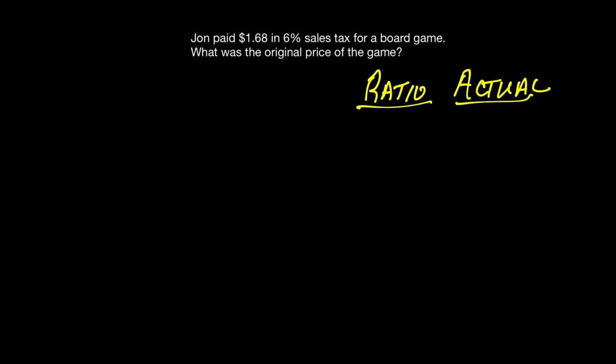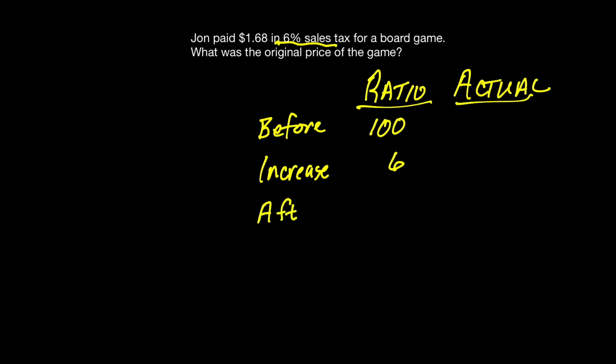The generic term would be before. The original price is always 100%, right? We frequently don't write the percent. You can write 100, and in fact many times people write 1.00. But for students, it's easier in the beginning to just write the percent. So before, and then there's either an increase or a decrease. In this case, there's an increase because it's 6% sales tax. So add 6%, and that gives us an after price.